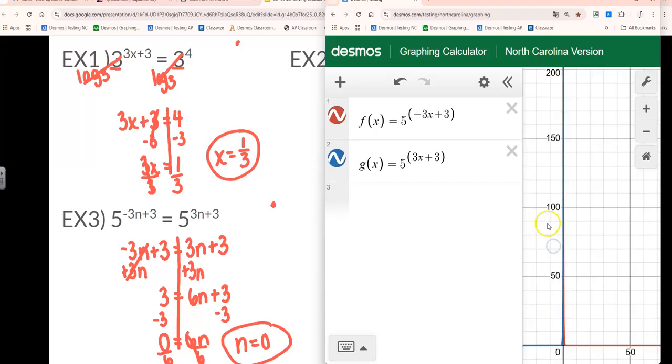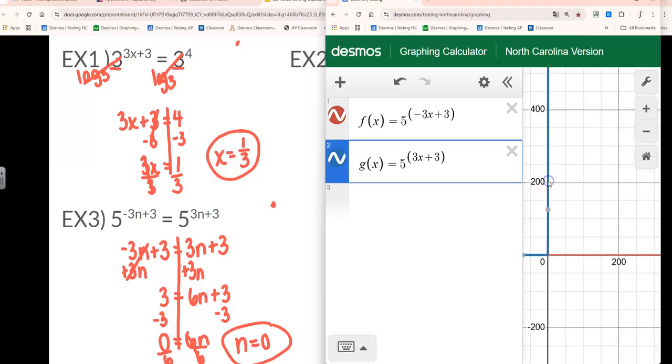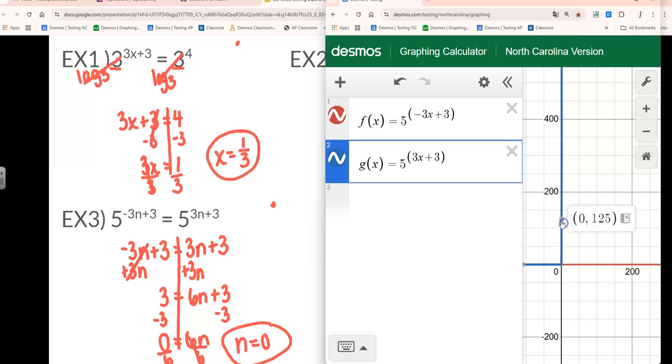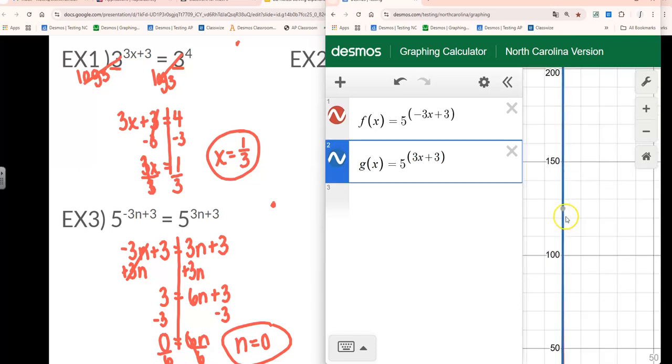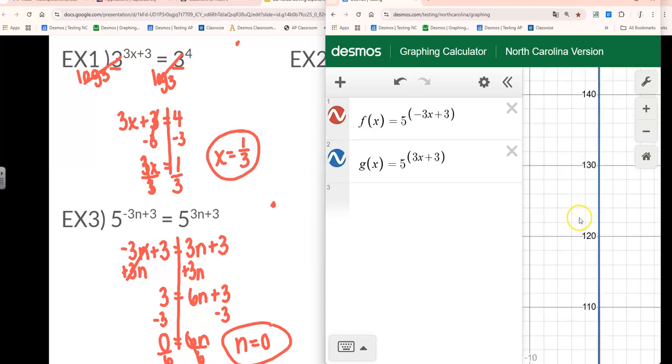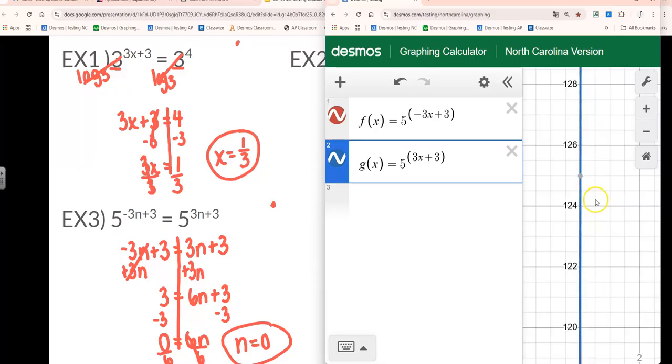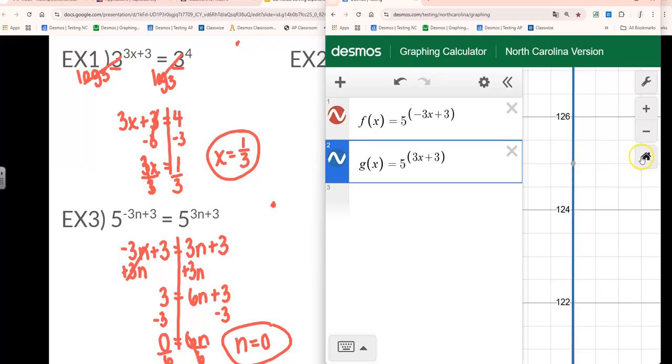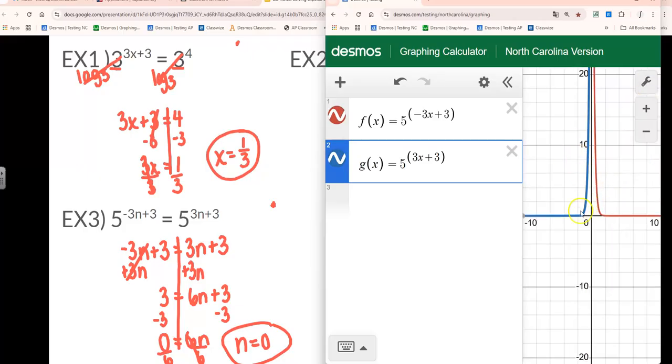The problem with these is that sometimes the numbers are so big. So I zoomed way out, and if I click right here, it's 0, 125. Let's zoom in to make sure they are actually, if we can see. Sometimes it's tough. I don't know if I'm going to be able to see that one. Let me try something different.